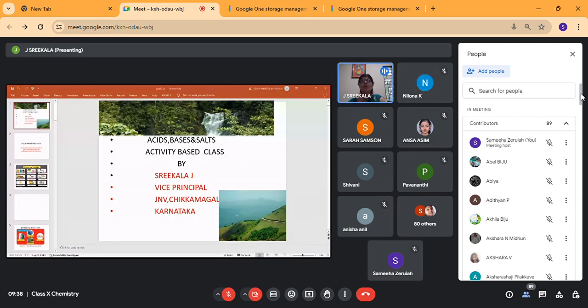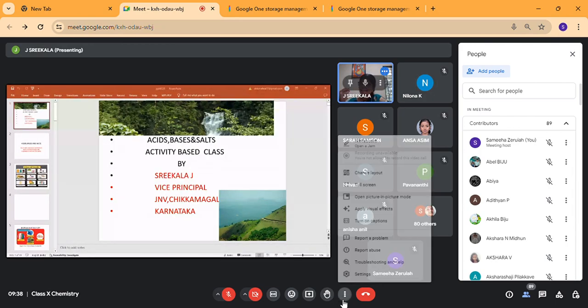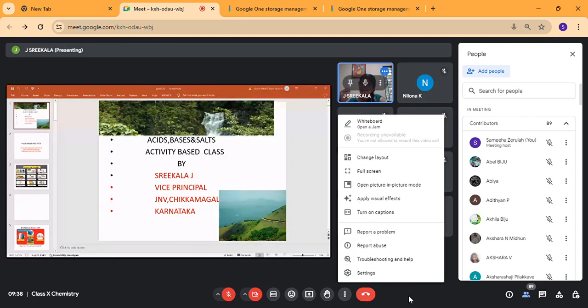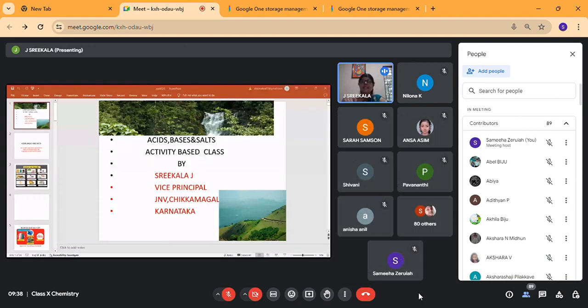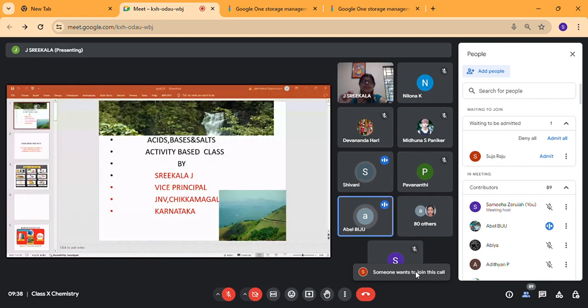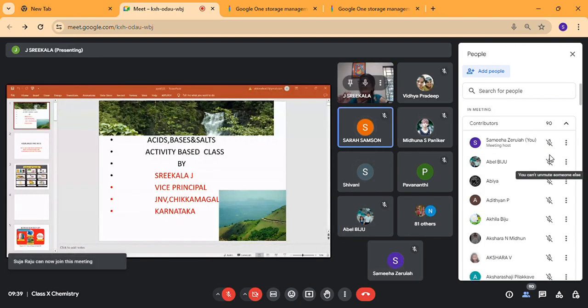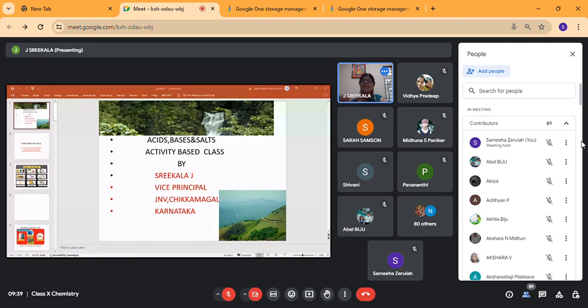pH level below 7. For an ordinary person, how can they find out a substance is an acid? We can see it by sour taste, right? Can you give an example for a substance which is acidic that we see in our day-to-day life? Vinegar. Yes, vinegar is acid. Lemon. Citrus fruits, tamarind, all these are acidic, which have a sour taste, isn't it?